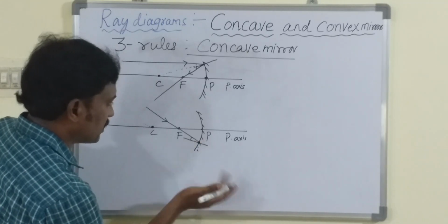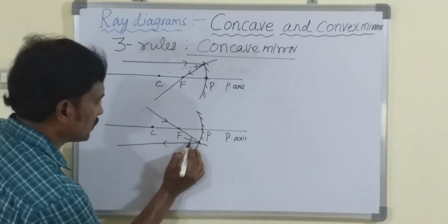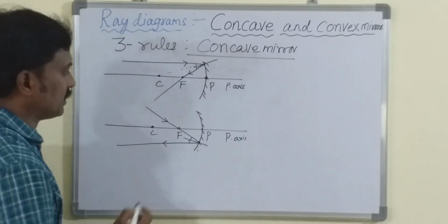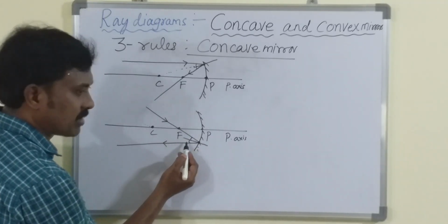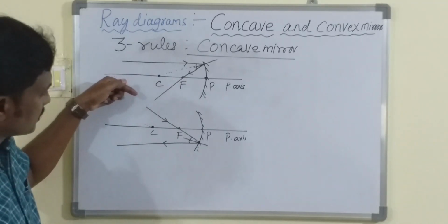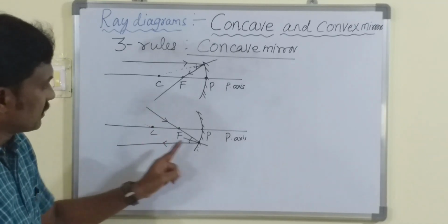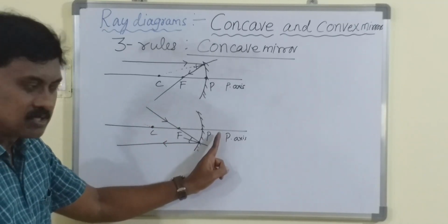So the reflected ray will be the other side. The reflected ray is like this. This is the angle of reflection. Angle of incidence is equal to angle of reflection. So see here, when the light ray is incident passing through the focus, the reflected ray passes parallel to principal axis.